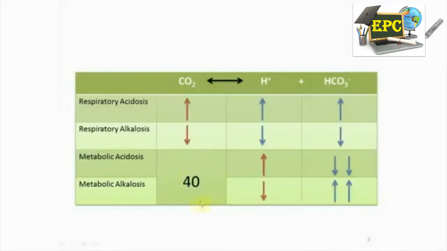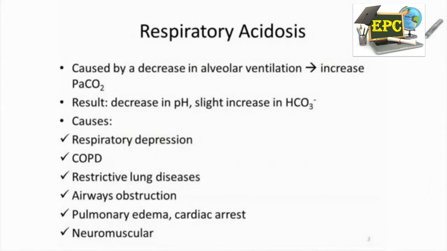Over here, I put the number 40, which is basically the normal or the regular level of carbon dioxide in our body. Now, over here, the carbon dioxide, when it comes to metabolic acidosis or alkalosis, it differs. So basically, if we have high or low, it will tell us if we have compensation, respiratory compensation or not. Okay, so let's go one by one.